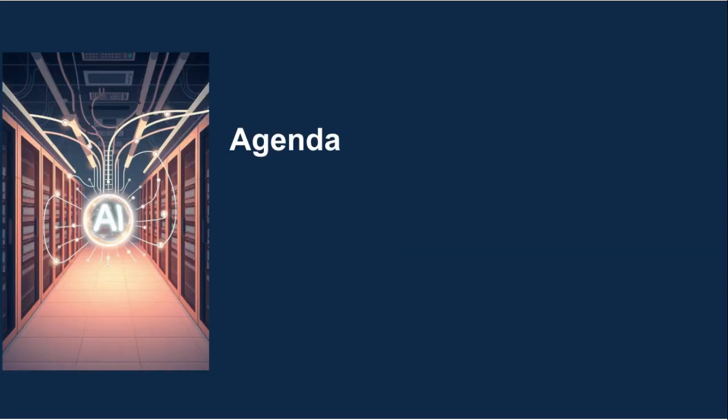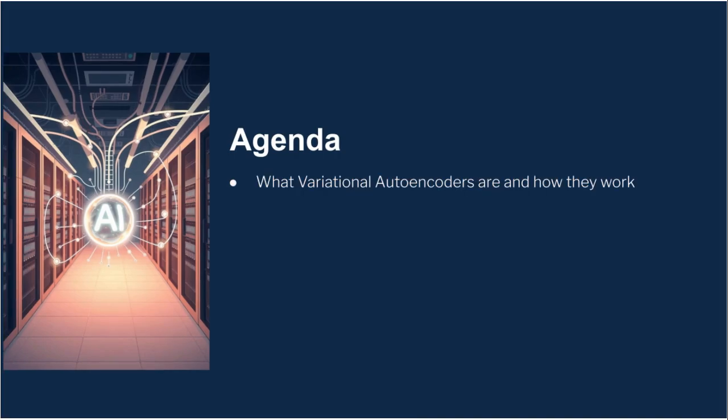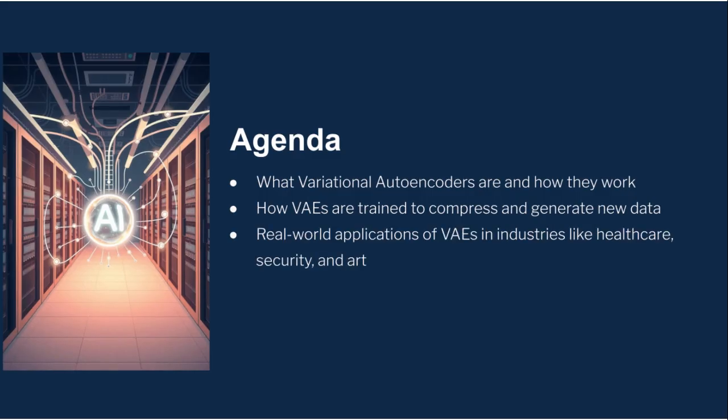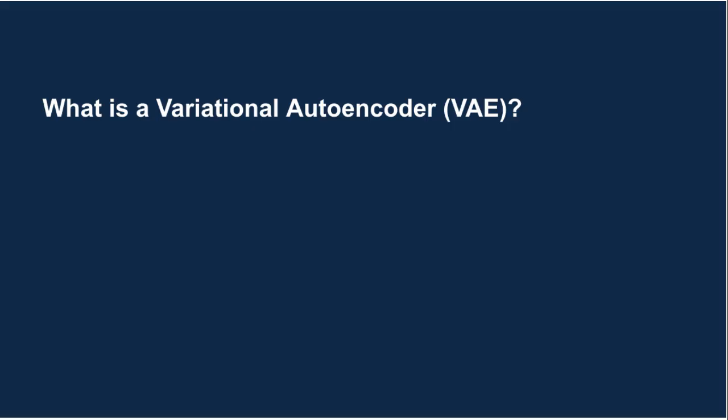By the end of this lesson, you'll learn what variational autoencoders are and how they work, how VAEs are trained to compress and generate new data, and real-world applications of VAEs in industries like healthcare, security, and art. So, let's dive in. So, what exactly is a variational autoencoder?